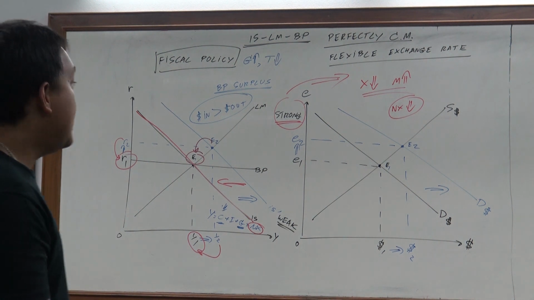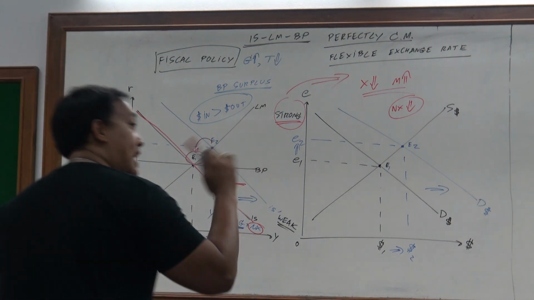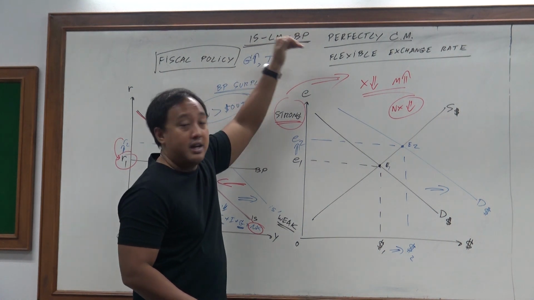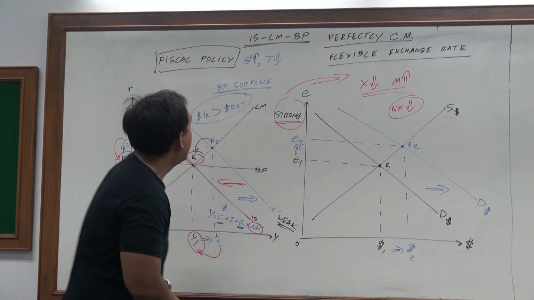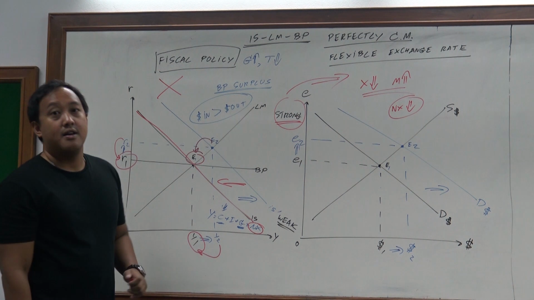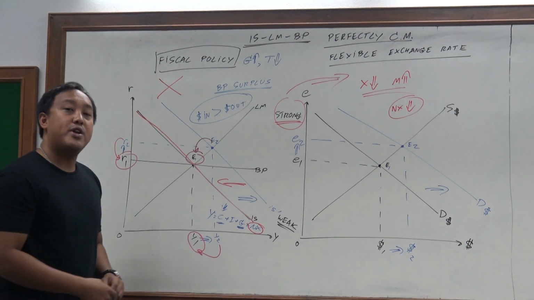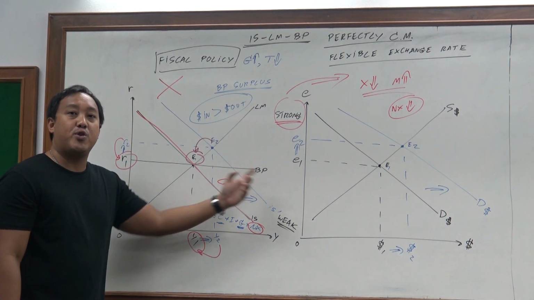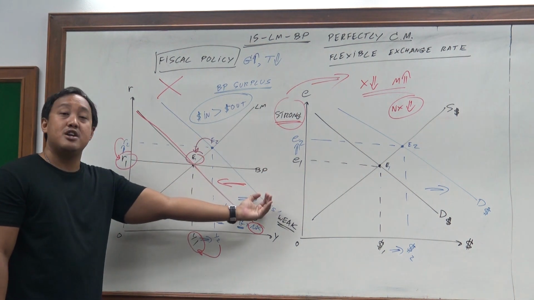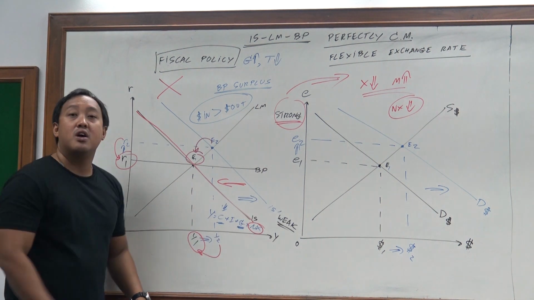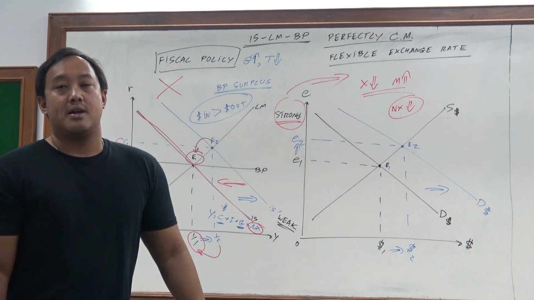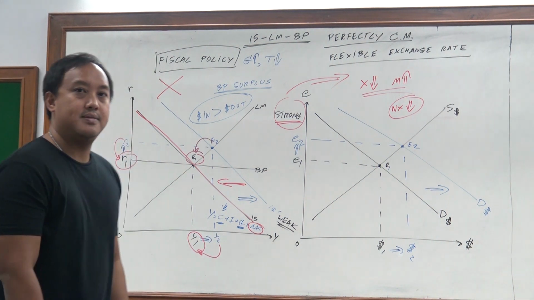Okay? So what does it mean in this case? If you are a perfectly capital mobility country and you have a flexible exchange rate, fiscal policy doesn't work. Even though the government spends more money and the IS curve shifts to the right, when the US dollar becomes stronger, it shifts back to the left. So the GDP is still the same. So it doesn't work in this case.